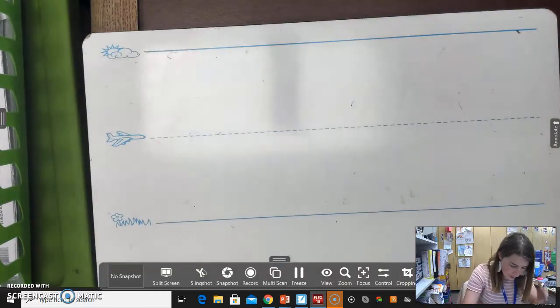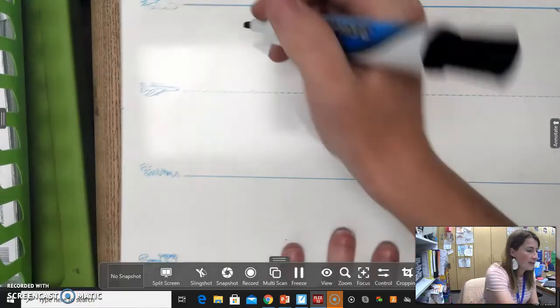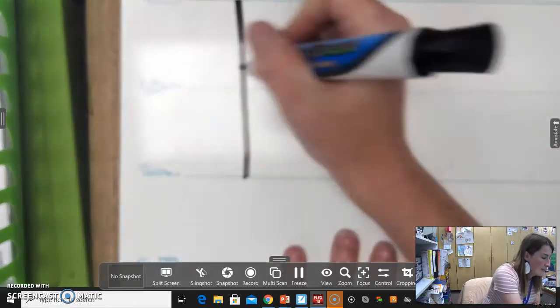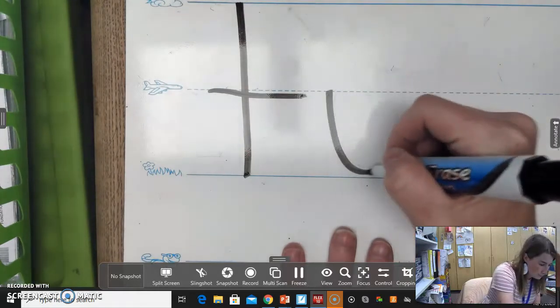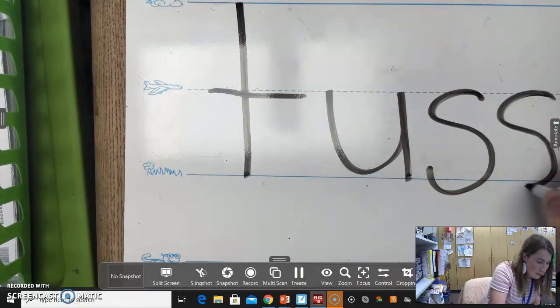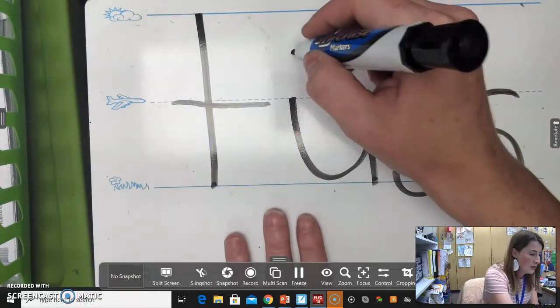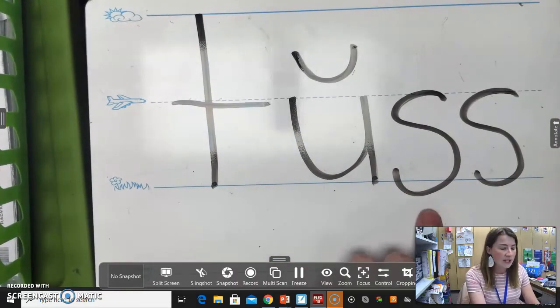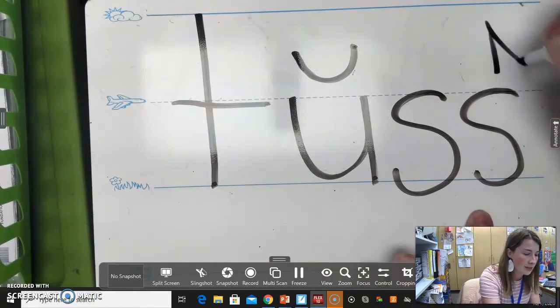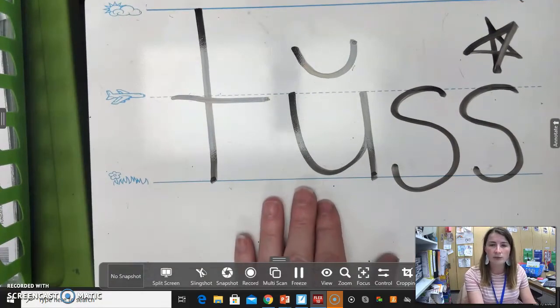This word is tuss. Let's tap it out. Ready? Tuss. All right, let's write it. Okay, first we need to look. Do we have a short vowel? We do. So I'm going to put a breve above it. Do I have a bonus letter? Oh, I do. So I'm going to put a star above the S. Now, do I have a glue sound? Do I have A-L-L in this word? No. That's all I need to do.